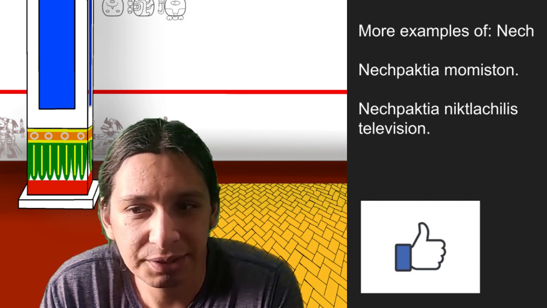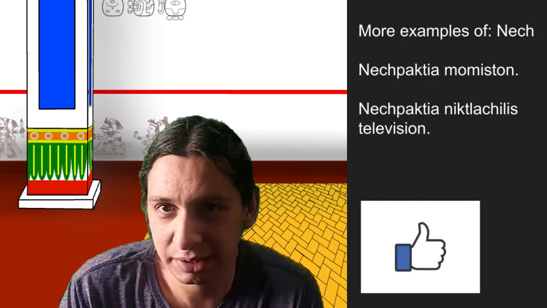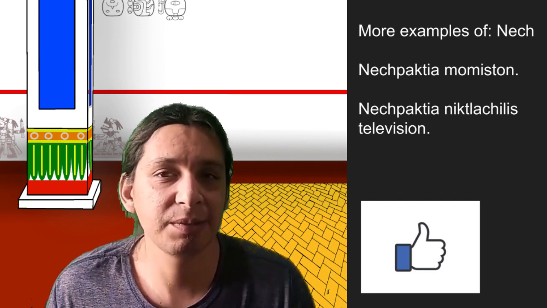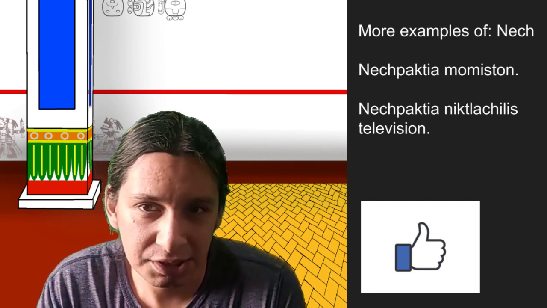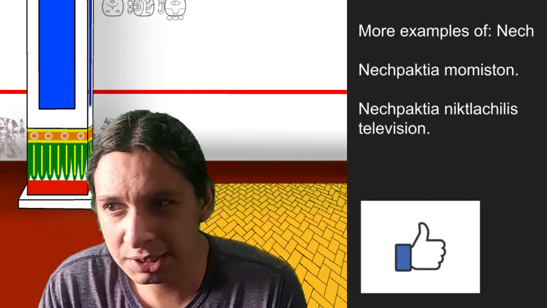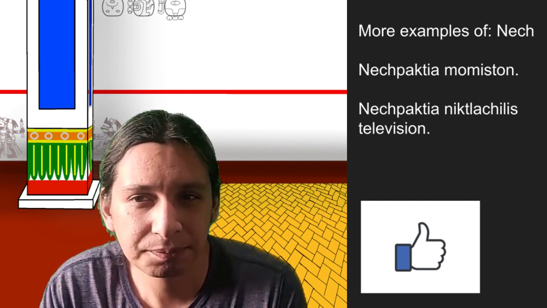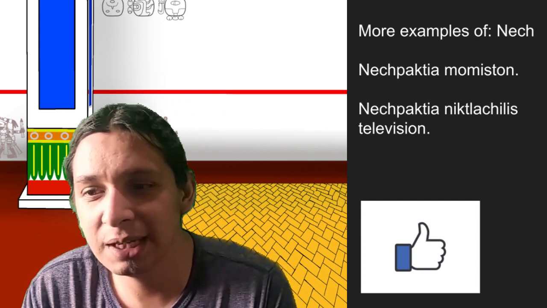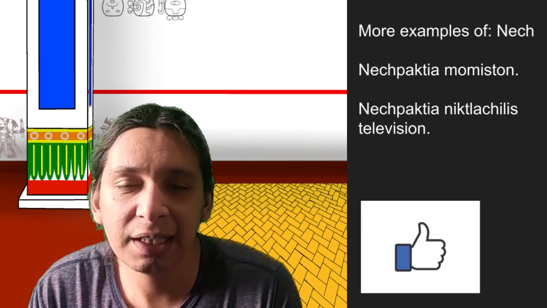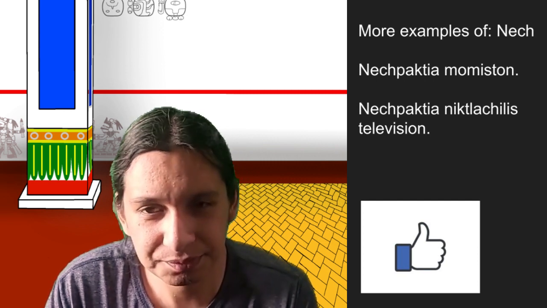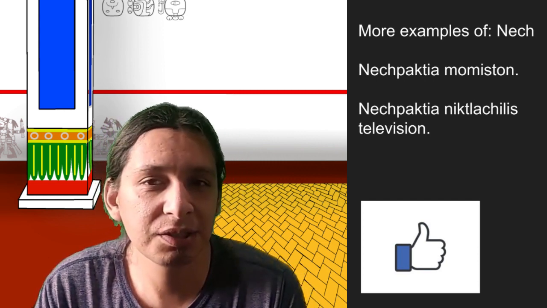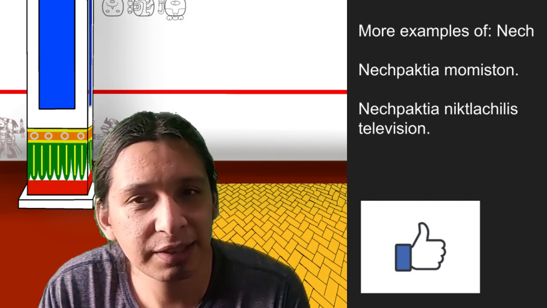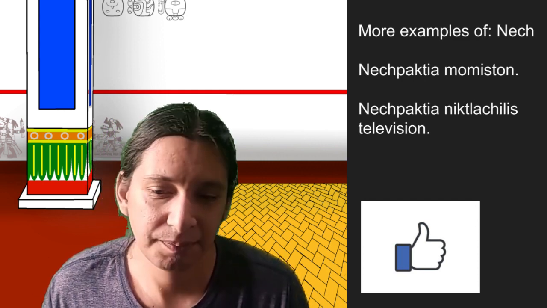It could be an action you do. So I like to do something. Okay, so I'd say nechpaktia, which again means something makes me happy. Nictlachilis means I watch something. This is how we say it in Nahuatl. Nechpaktia nictlachilis televisión. I like to watch TV. So again, this is something happens to me.